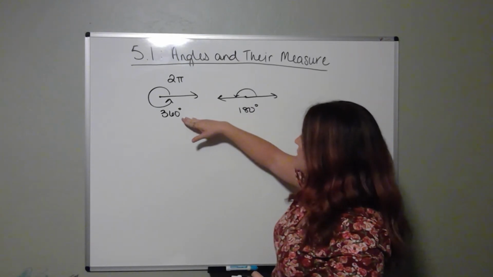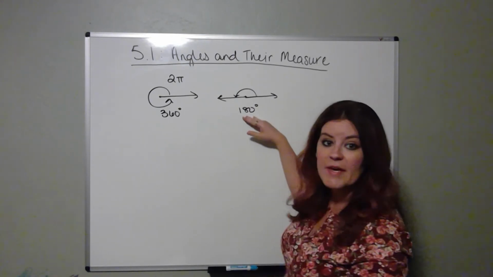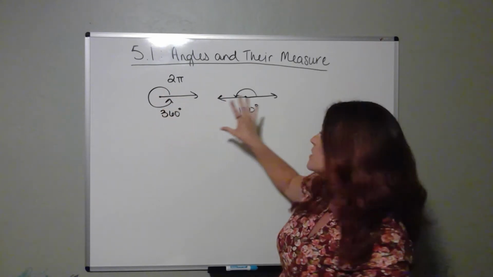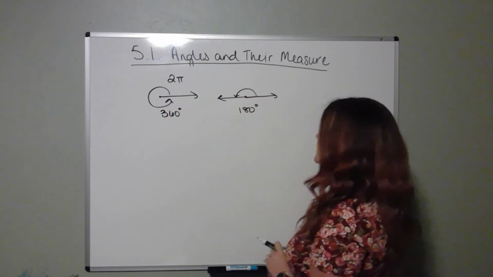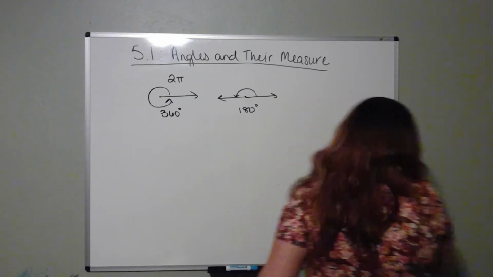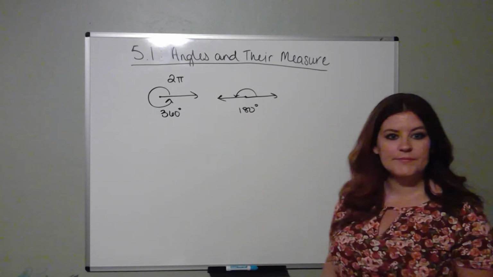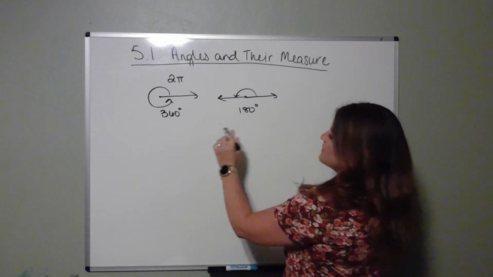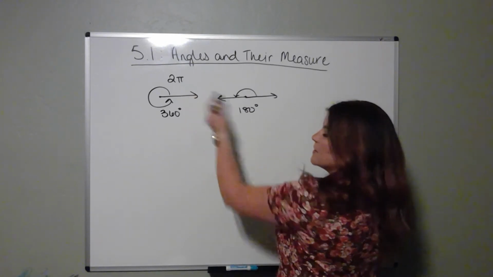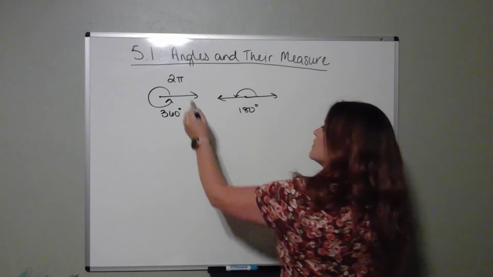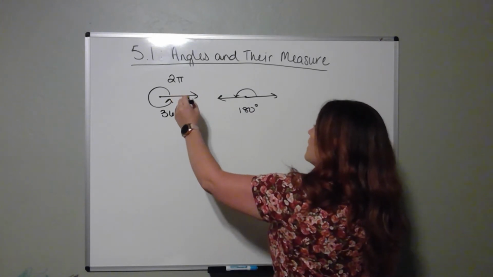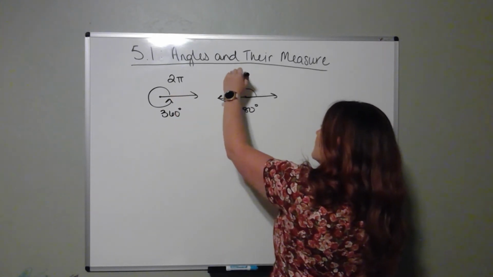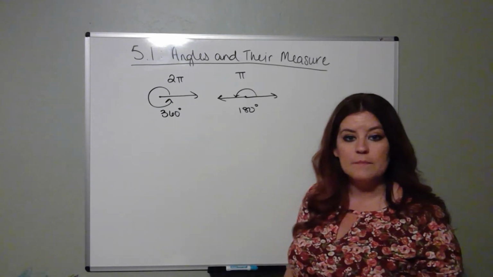So 360 to 180, I've cut that in half because I went from a full rotation to a half a rotation. But anyway, guys, cut it in half. I'm going to cut the radian measure in half too. So if a full rotation is 2 pi, a half a rotation is 1 pi, or just pi.